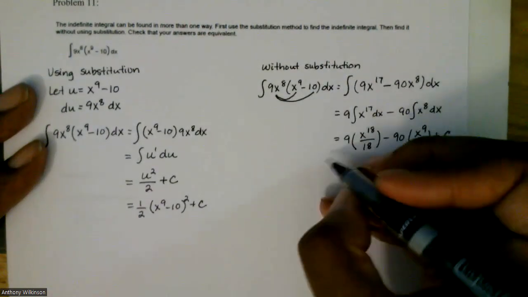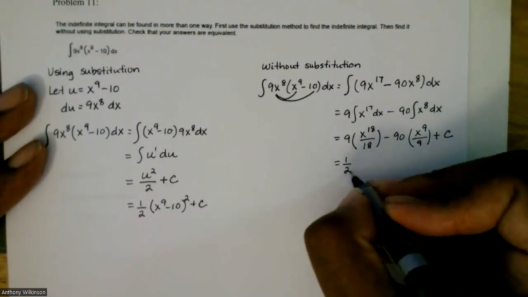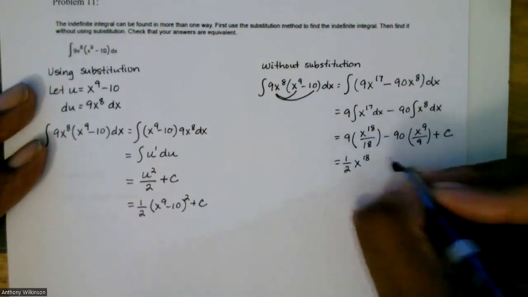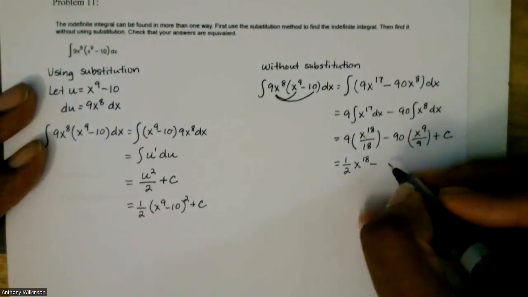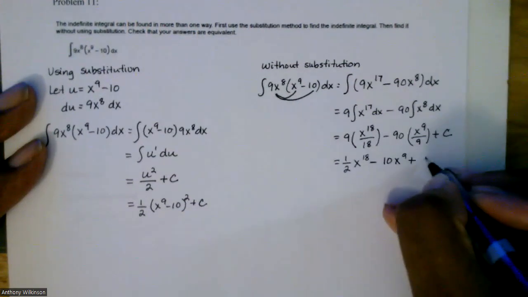Now, if I simplify this a bit, 9 over 18, if I reduce that, that'll be 1/2. So it'll be 1/2 x to the 18th minus 90 divided by 9 will be 10. So it'll be 10 x to the 9th plus c.